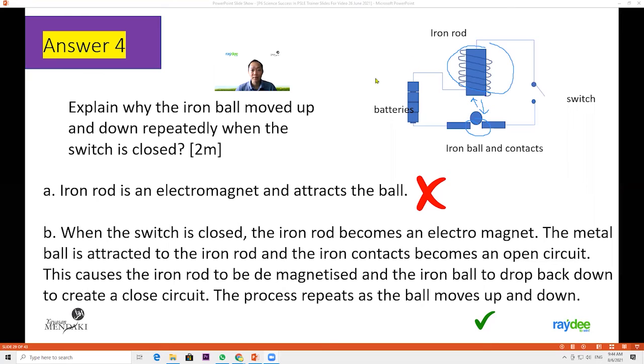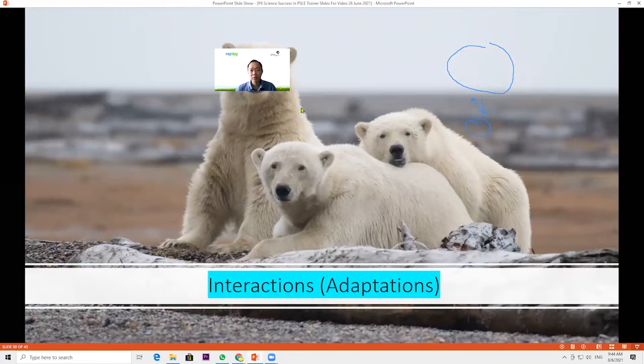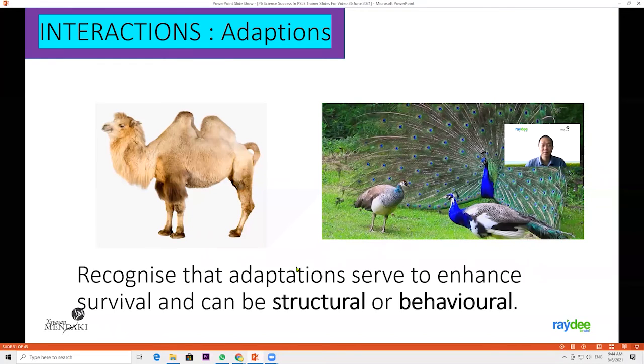Okay, let's look at the next one. Okay, the next one is adaptation. So adaptation is about animals or plants changing structurally, right? That means the body, fur, and structures adapt to the environment. Okay, there are 2 types of adaptation. You have structural, that means something changed in the body, right? And then we have behavioral, that means they behave in a certain way. Okay, like for example, the peacock, the male will do a dance. The dancing is the behavior, right?